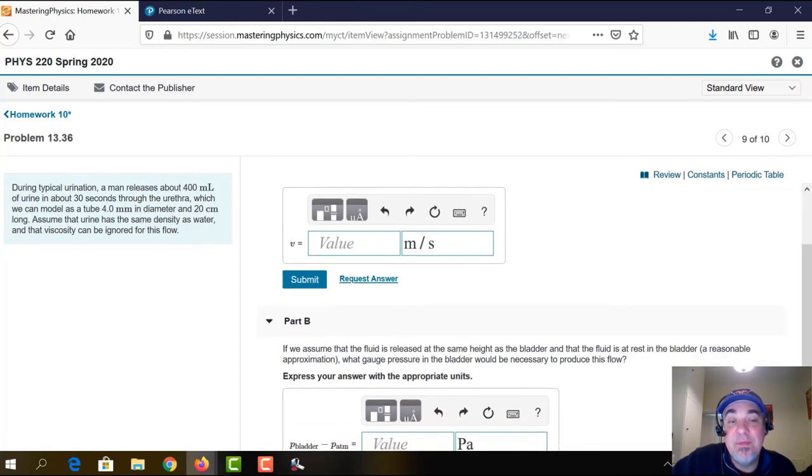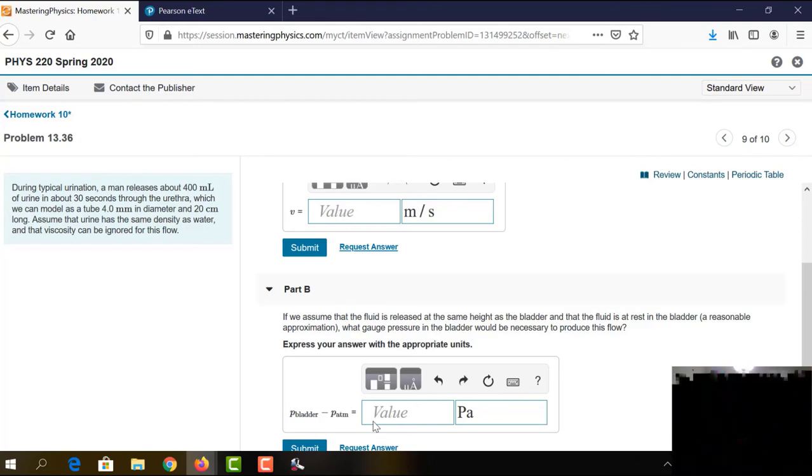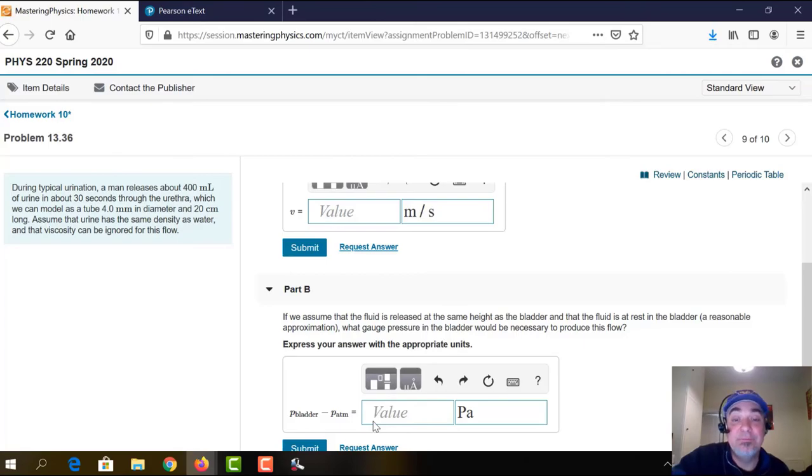And then part B, if we assume that the fluid is released at the same height as the bladder and that the fluid is at rest in the bladder, which is a reasonable assumption, what gauge pressure in the bladder could produce this flow? Okay, and the gauge pressure is the difference between the bladder pressure and atmospheric pressure. Okay, so it's a volume flow rate problem. In addition to that, it's a Bernoulli's equation problem. Good, so let's take a look at that.